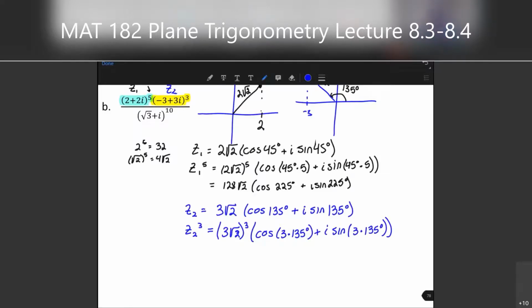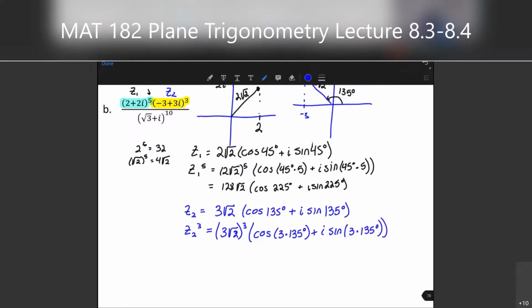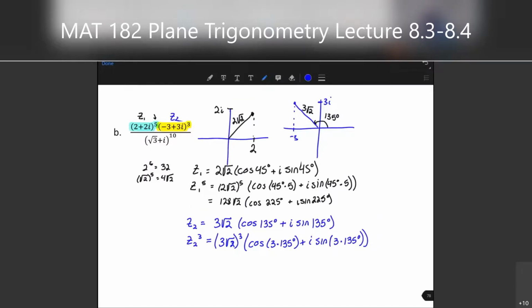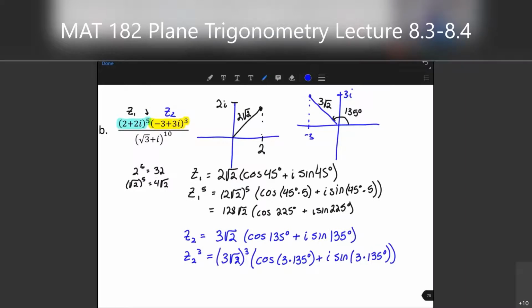So how is this going to change our modulus? I'll let you guys write this down. It's a little bit of writing here. Get started. How can we think about multiplying or raising that modulus to the third power?